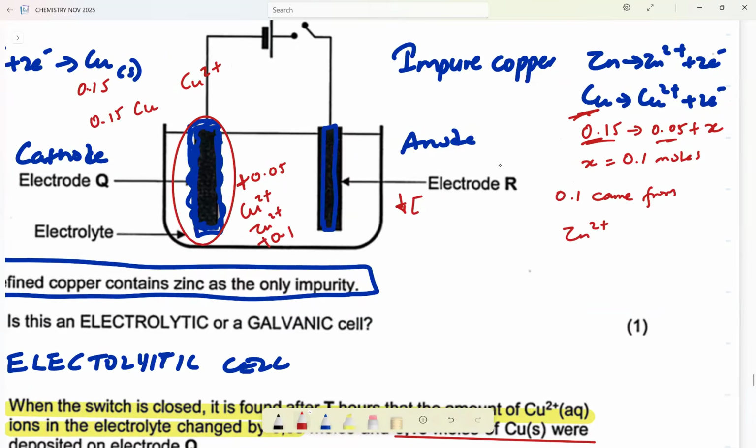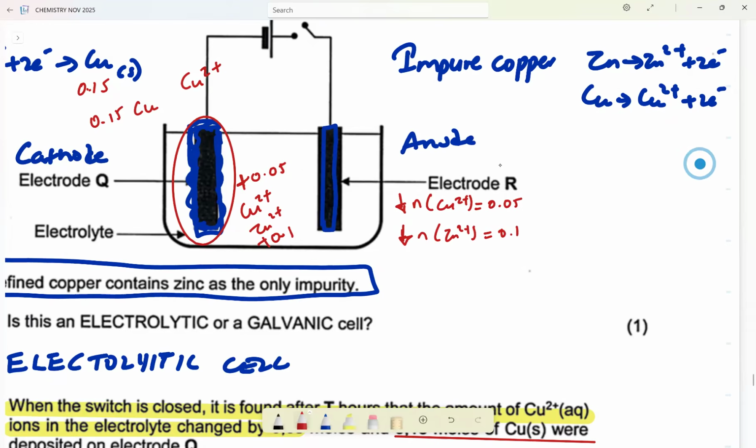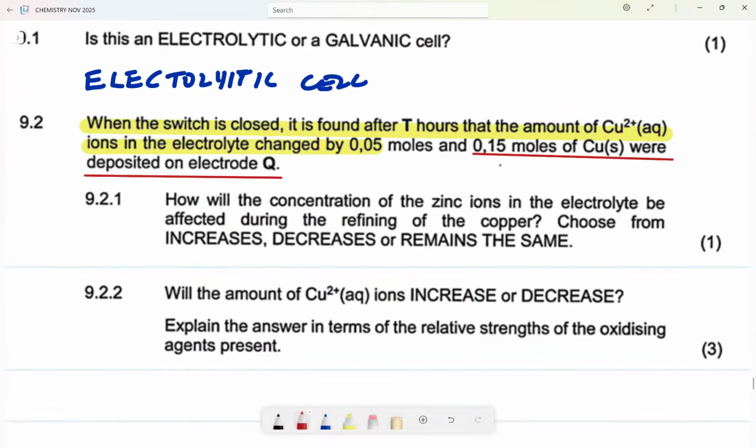And this is now fairly easy, because on this anode there was a decrease in the number of moles of Cu2+ by 0.05. Remember, a decrease at an anode is going to cause an increase in the electrolyte, because as they are lost in here, they go to the electrolyte and go to the cathode. There was also a decrease in the number of moles of Zn2+, which is 0.1. And by the way, as per the reaction, Cu and Cu2+ are in a ratio of 1:1, Zn and Zn2+ are in a ratio of 1:1. So we'll go to that question when it is time. How will the concentration of zinc ions in the electrolyte be affected during the refining of copper?